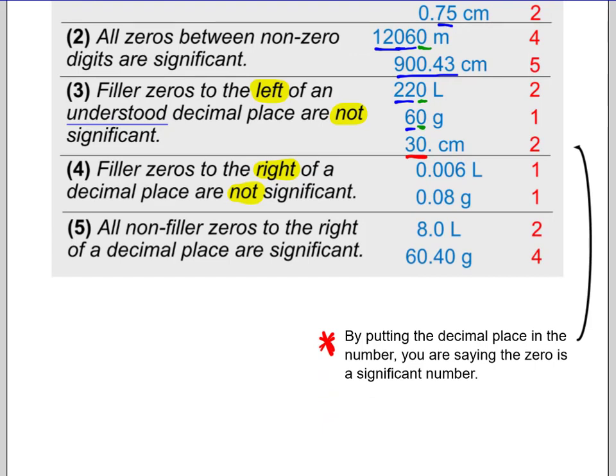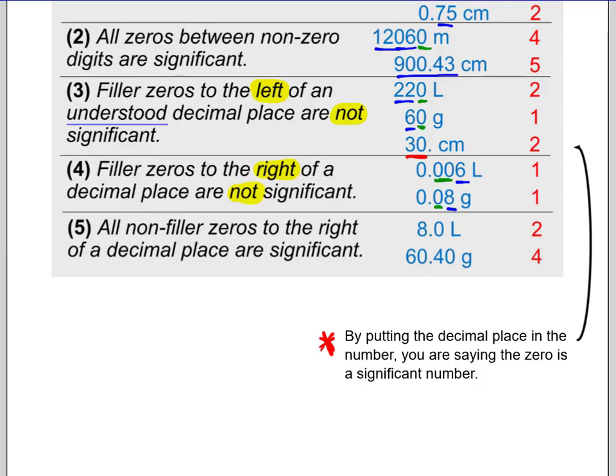Number 4, filler zeros to the right of a decimal place are not significant. The filler zeros we're talking about are these two right here, this one right here. Just like we had filler zeros to the left of an understood decimal place, filler zeros to the right are not significant, so we only have one significant digit for both of these.